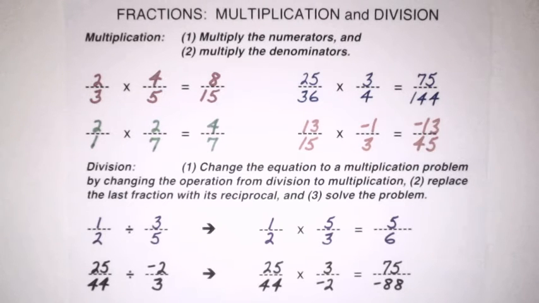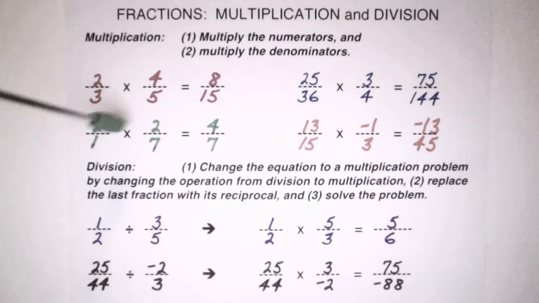Let's look at the second example. 25 over 36 times 3/4. 25 times 3 is 75. I multiply the numerators. 36 times 4 is 144. I multiplied the denominators. Let's look at the third example.